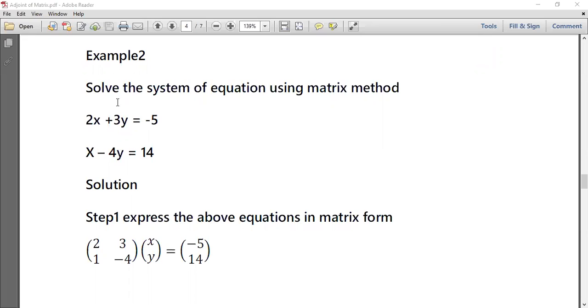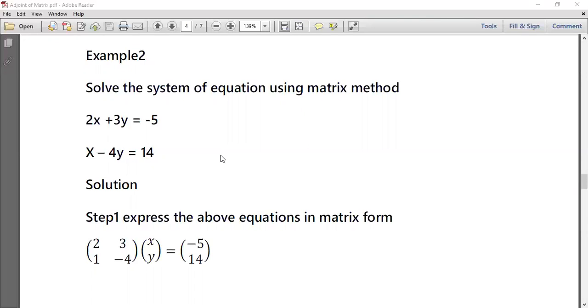They give us this question: the system of equations. We are asked to solve the system of equations using the matrix method. So this is the question, and look at the equations here. I have equation one, equation two. So that's what to use for the matrix method.